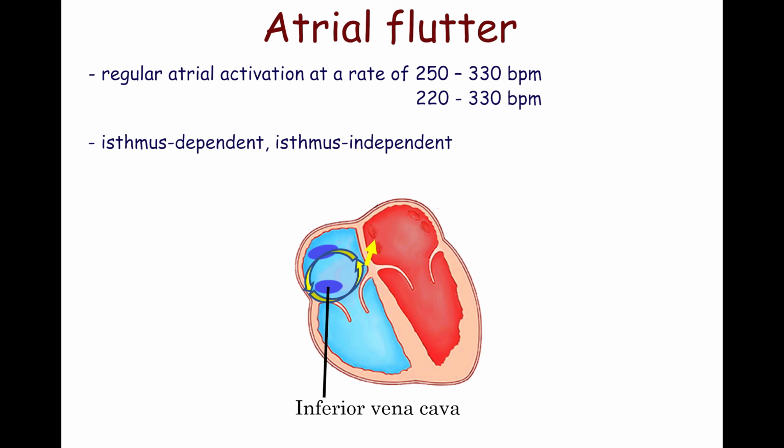The impulse spreads downward in the right atrial free wall, goes through the cavotricuspid isthmus, and ascends in the atrial septum. The impulse spreads from the atrial septum to the left atrium. So, the mechanism is macro re-entry. Occasionally atrial flutter may arise from the re-entry loops around the superior vena cava, mitral annulus, and pulmonary veins.